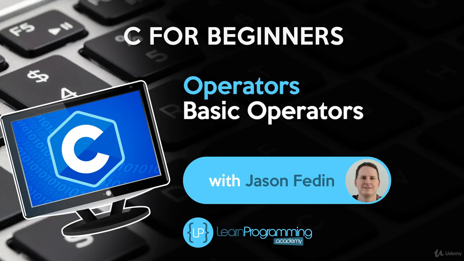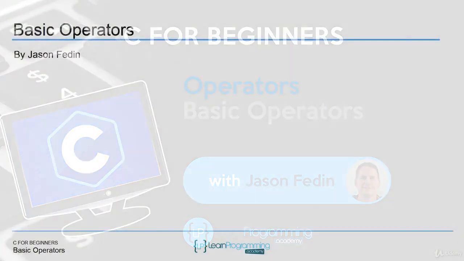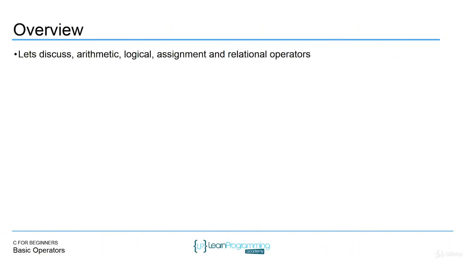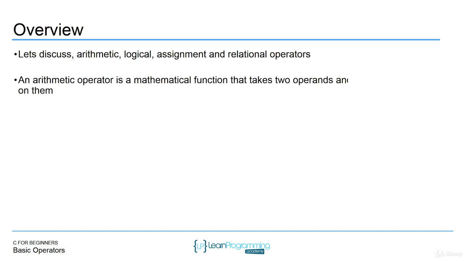Hello, welcome back. In this lecture, we're going to discuss some of the basic operators supported by the C programming language. So operators, again, are just special symbols for functions. You're performing some kind of operation. We're going to discuss in this lecture four different types of operators: the arithmetic, logical, assignment, and relational operators. And then we're going to discuss in another lecture the bitwise operators, and a couple other special operators that don't really look like they'd be operators, but they are: the sizeof operator and the casting operator.